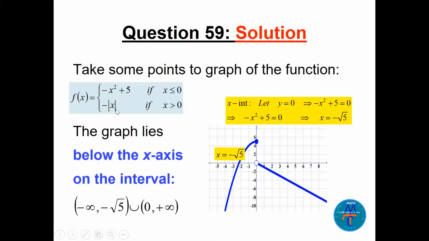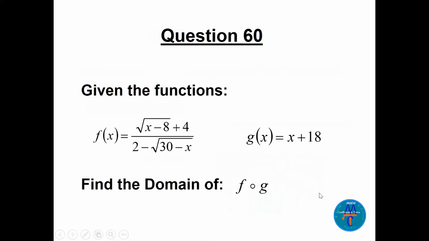And this one is V, you know the V? But there is a reflection minus, so it's V reflected, only in the positive x and open. So I say open and only this positive x greater than 0. So where is the graph below the x-axis? From minus infinity until this number, and this number is exactly the x-intercept, so minus square root of 5, union from 0, below the x until infinity.